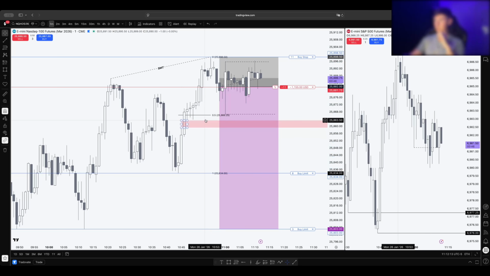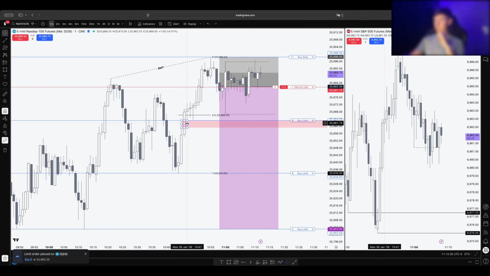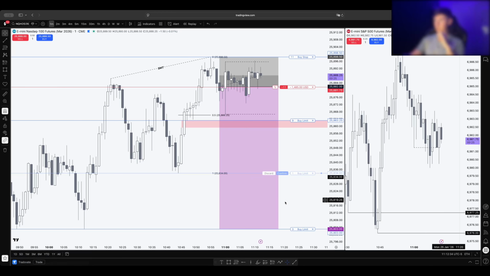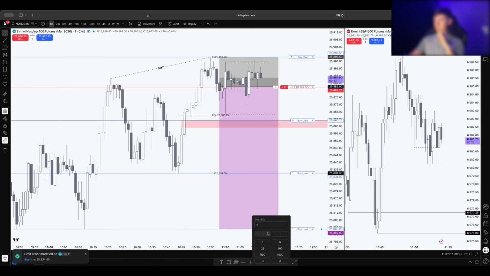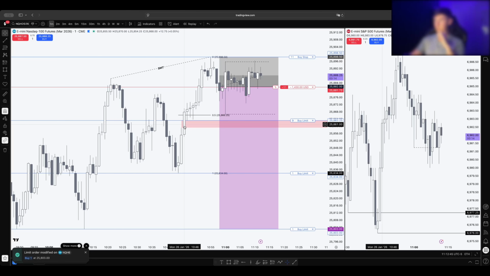Actually, I think I've made up my mind. I think I'm going to close 9, 6, 3, 2, 5. Yeah, so I'm going to close 9 contracts at this BISI here, which is below 50% of the current lower time frame dealing range that we're trading inside of.